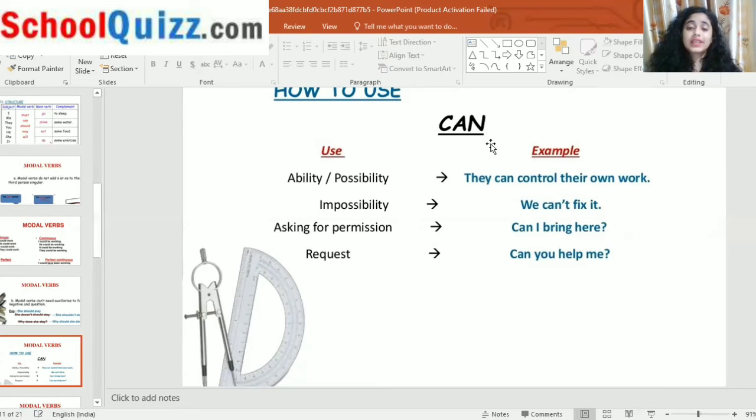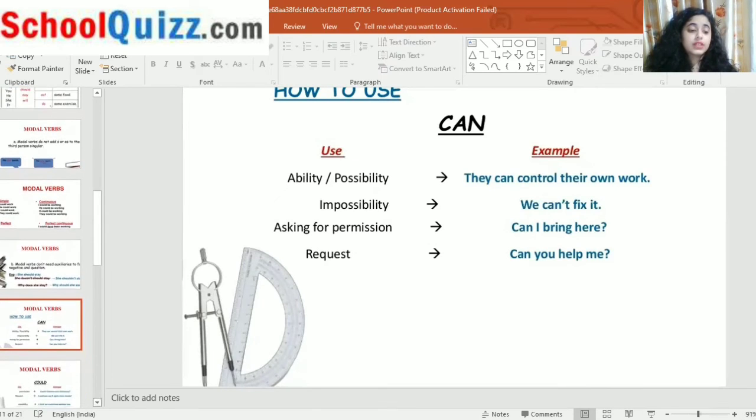So can can be used as ability or possibility. Now, impossibility means the can should be changed into can't. And for asking for permission, it will remain as can. And for request also, it will remain as can. So can is used for ability, possibility, impossibility, asking for permission or request. Now, these are the modal auxiliaries we have seen till now.